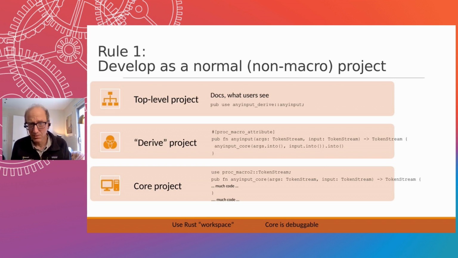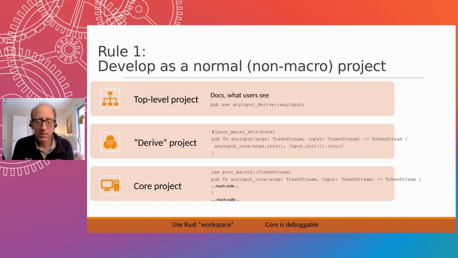So that brings us to our second level project where we actually define the macro. That will be a function that, in this case, anyinput, takes some token stream input, or in this case, inputs, and returns a token stream.